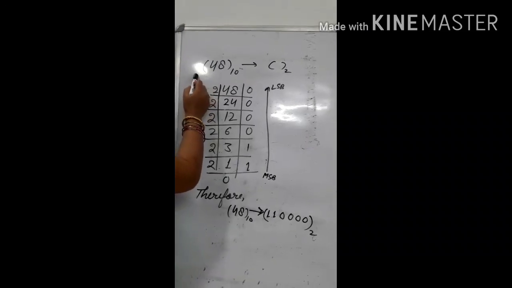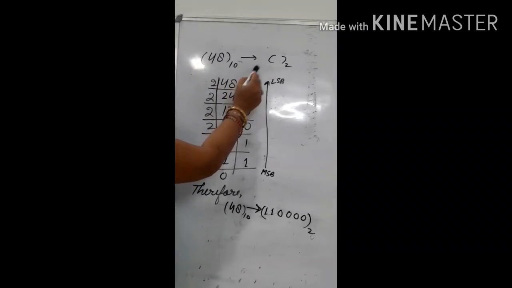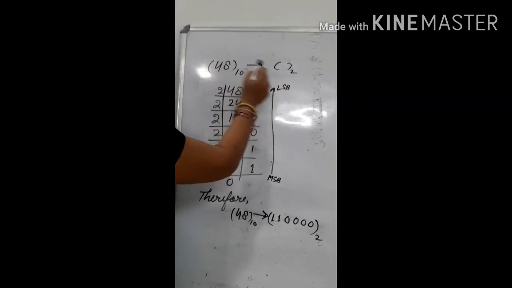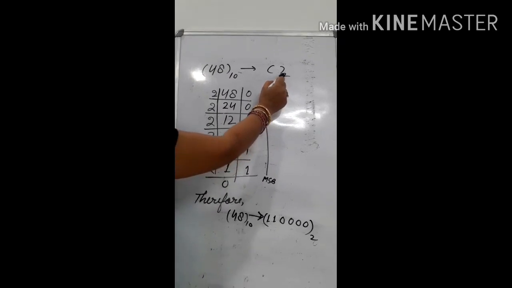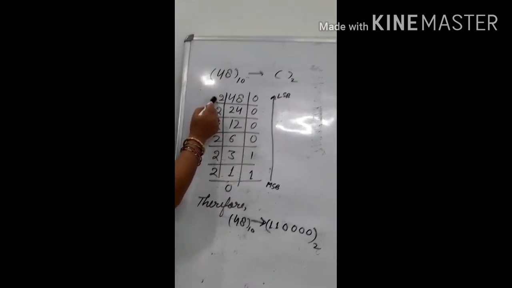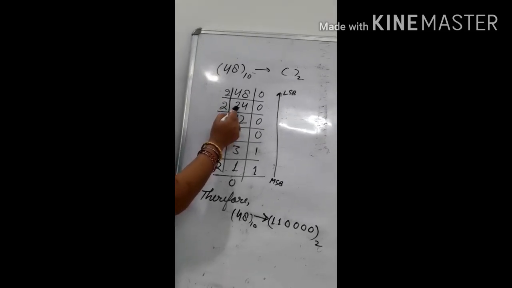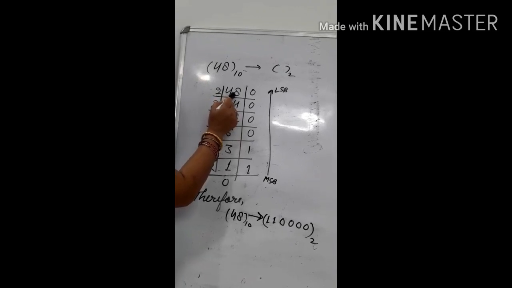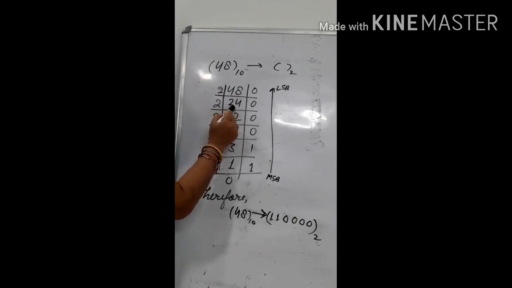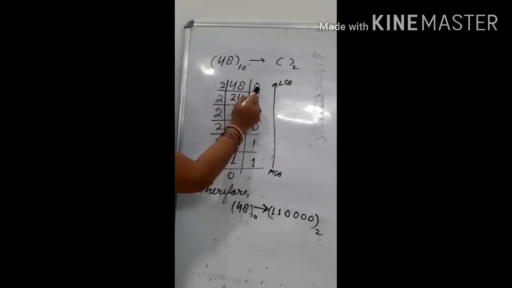Now let's see the next example. Another example, 48 base 10 to base 2. How to convert this 48 in binary number? Let's see the process. We divide this 48 by 2. As a quotient, we get 24 and remainder 0. That we write on the right hand side.